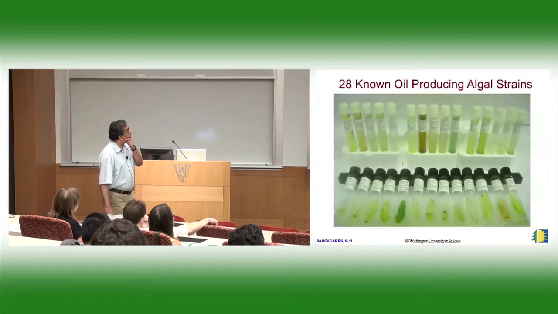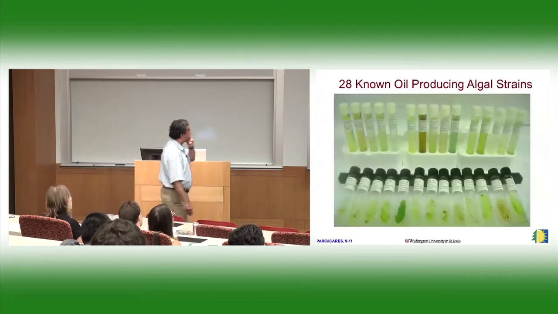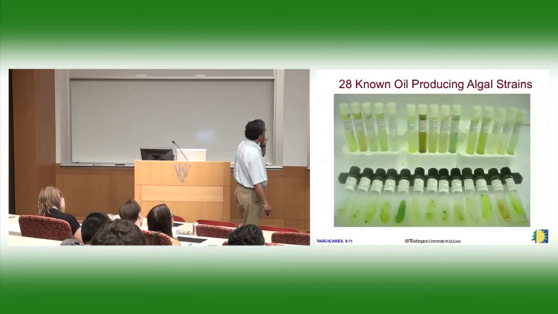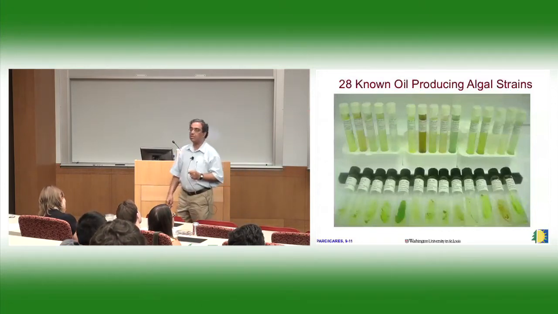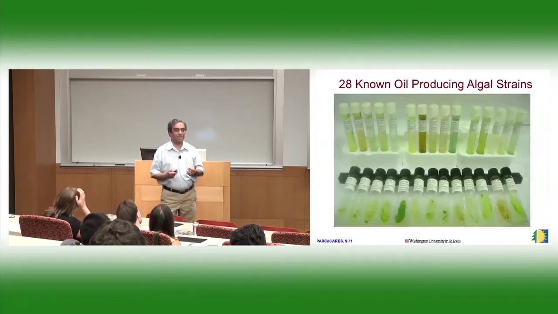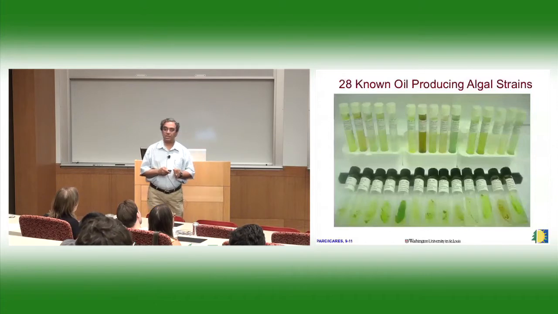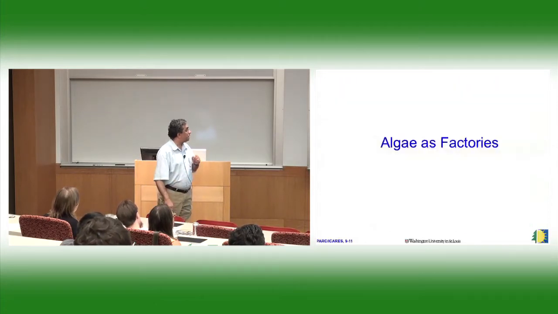So here at Washington University, we have at various places collection of algal strains, and one such collection at iCares has, at that time it was 28, now we have many more algal strains of different kinds that are present, and this is kind of a resource. People who want to use this can use these strains.